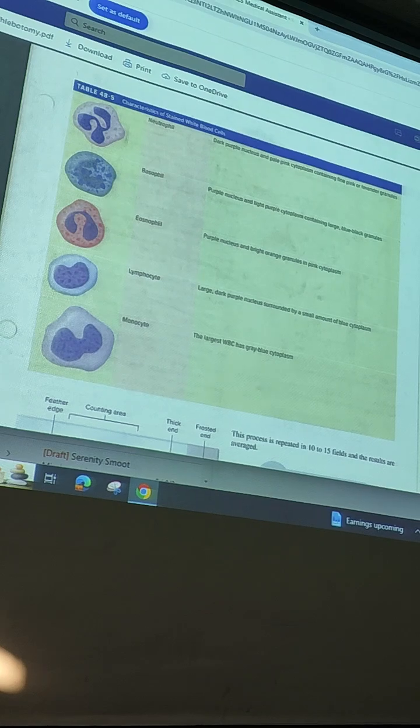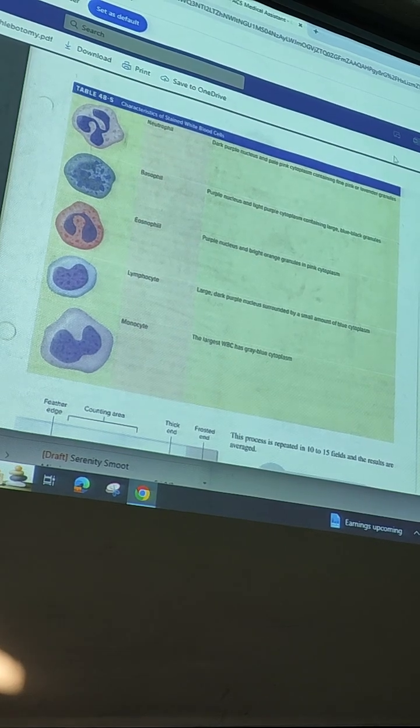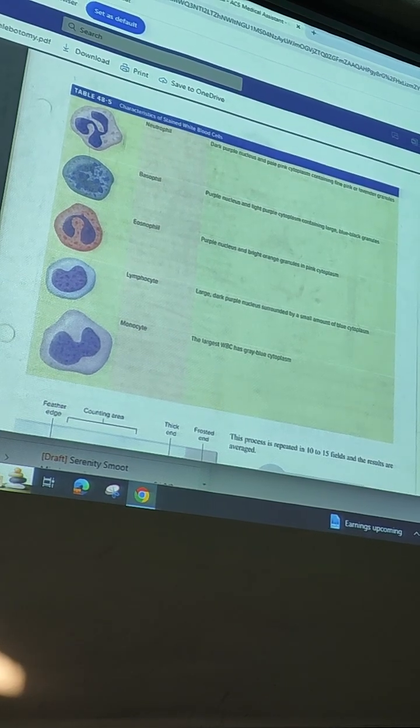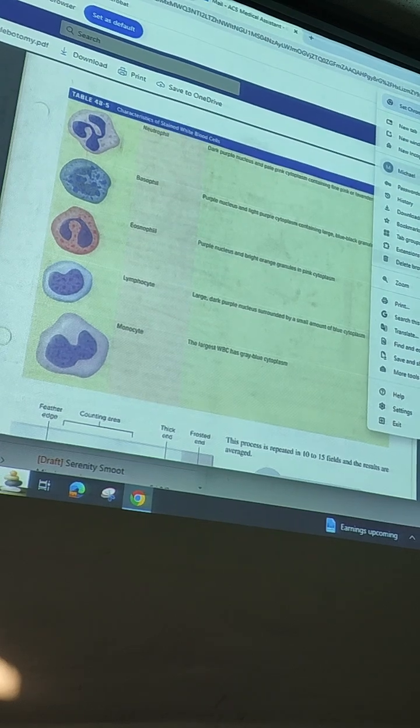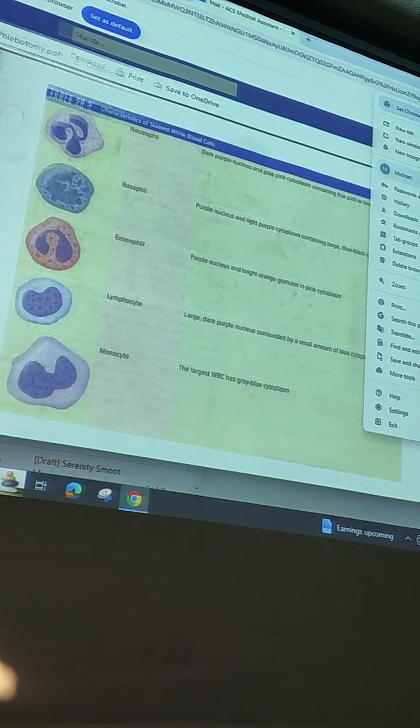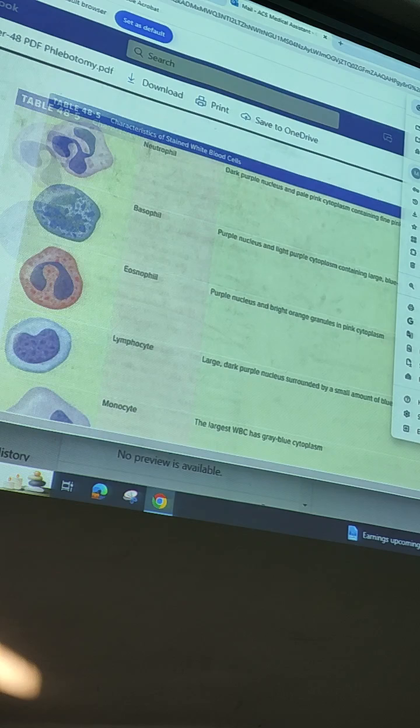I think I got this rolling down. I got it rolling down. I just can't see it. Yeah, that is our board. I think you went over this the first day. Yeah.